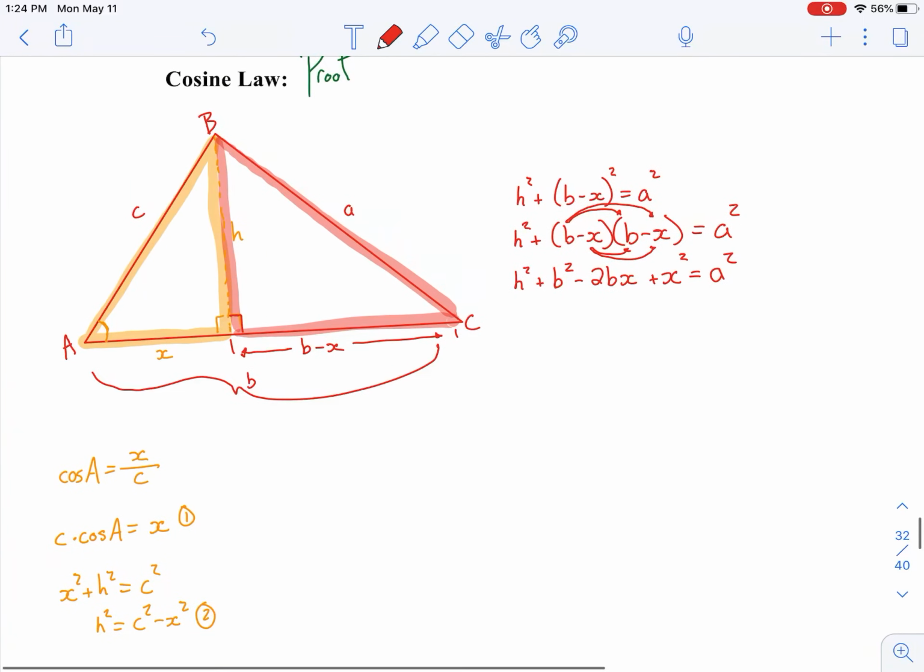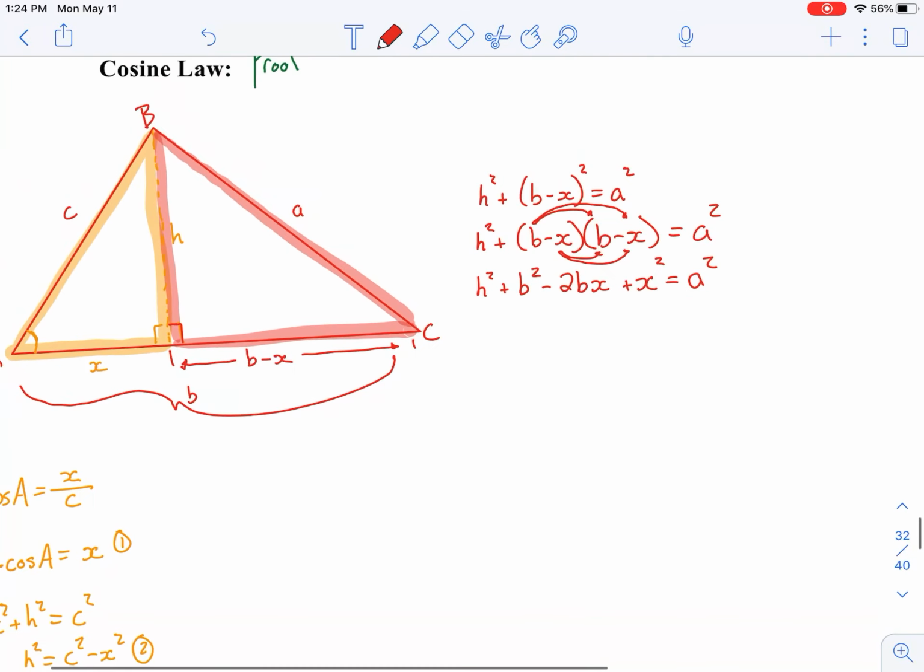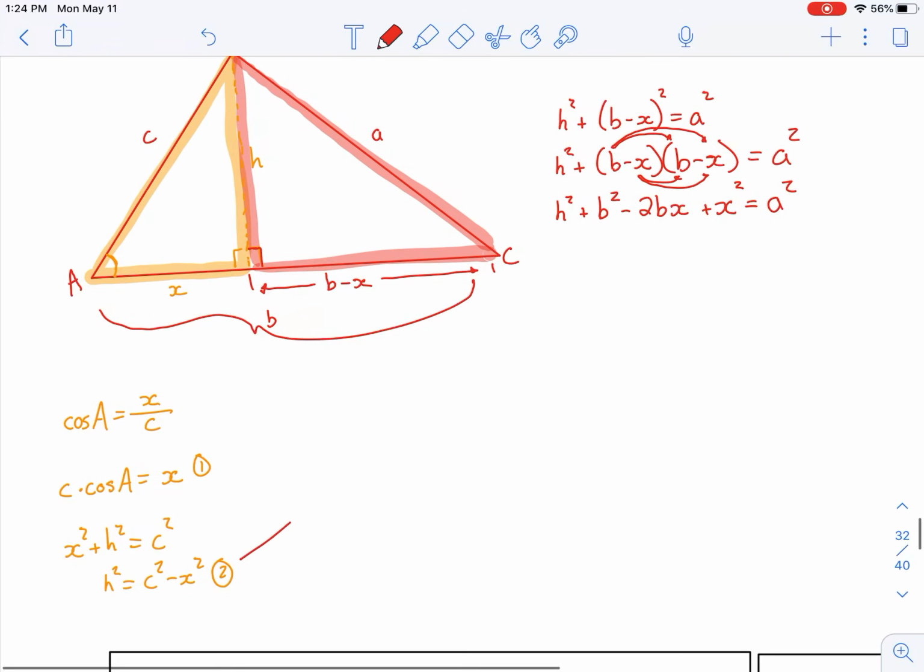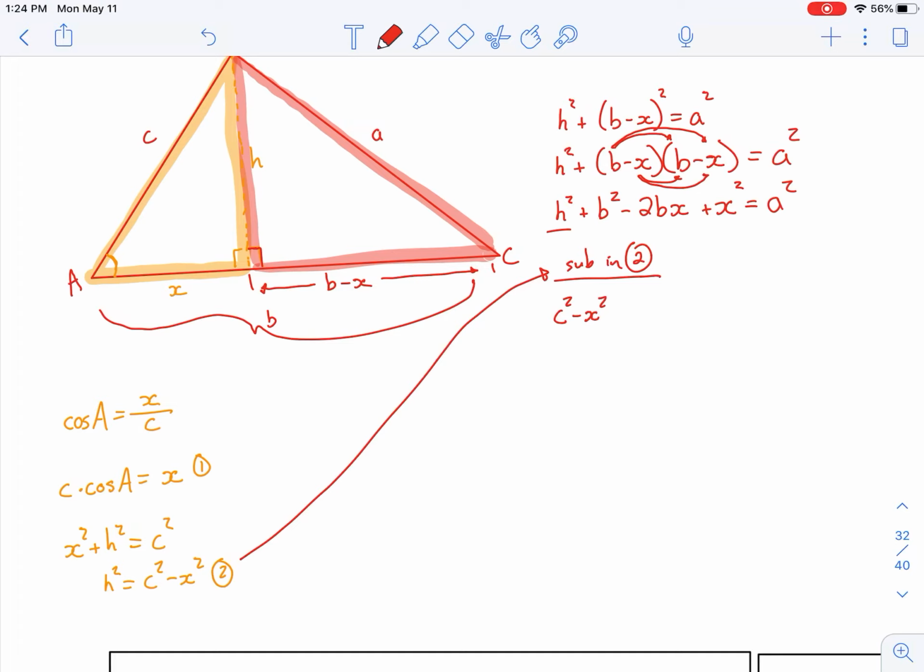So then, let's take a look at what substitutions we know. I know that x is actually equal to c times cos A, and I know that h squared is actually equal to c squared minus x squared. So if I look at this first h squared here, I'm going to sub in number 2. So I'm going to even write that title, sub in 2. And 2 being that h squared is actually c squared minus x squared. So I'm going to write here c squared minus x squared, because that's taking the place of h squared right there.